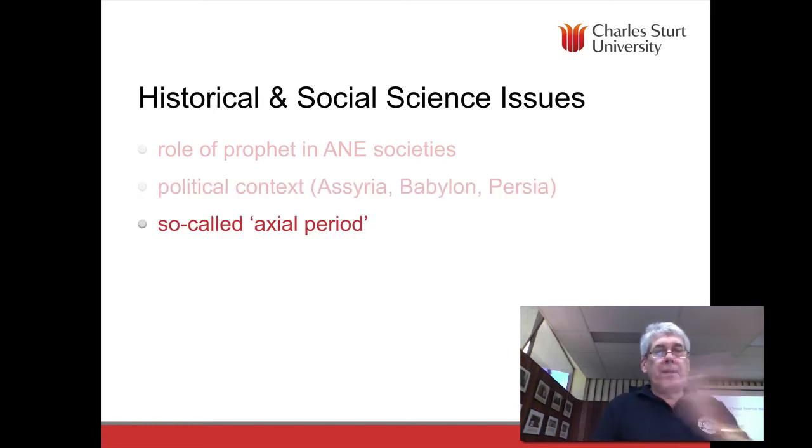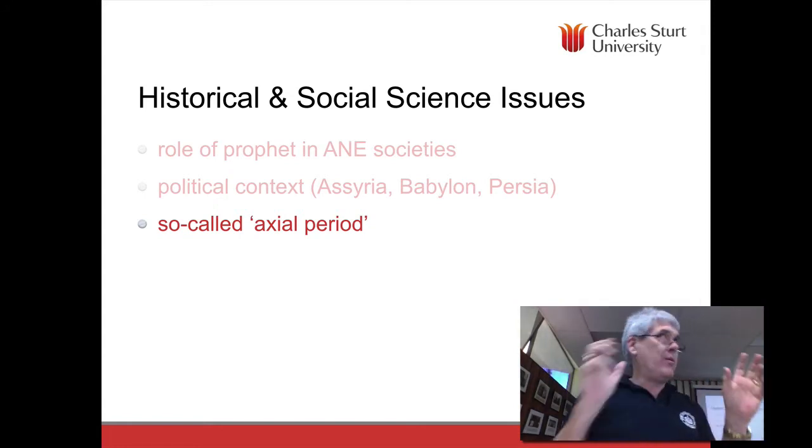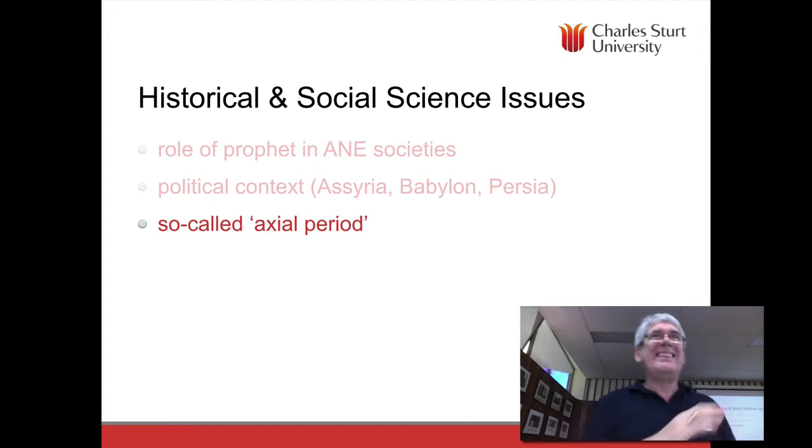In the broader study of antiquity, we're dealing here with a period called the Axial Period. It's also the time of the Buddha. It's the time of Zoroaster. It's the time of the great prophets of Israel. So some cultural historians talk about the great axial period, when it's like the world turned on its axis. In other words, the bits of the world we're familiar with turned on their axis.